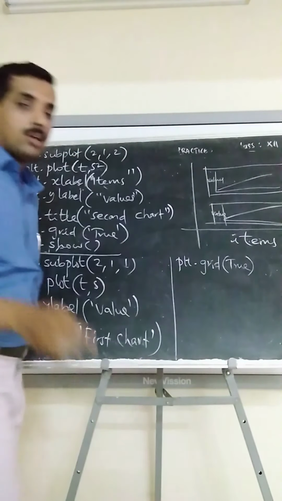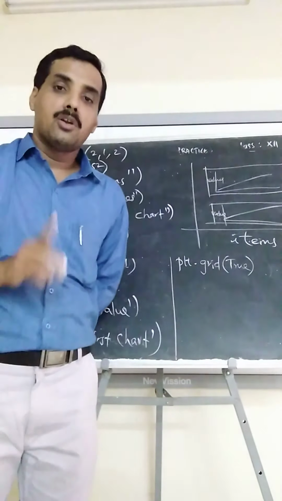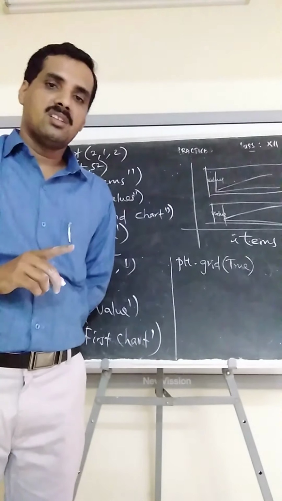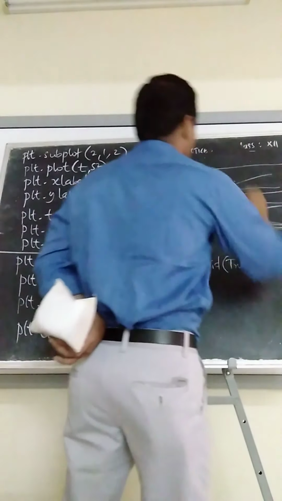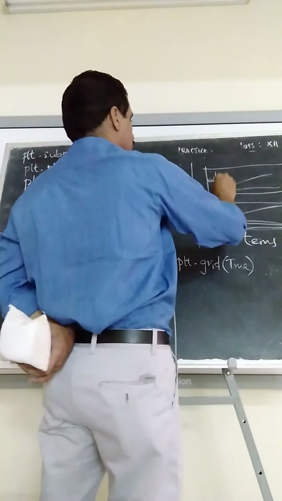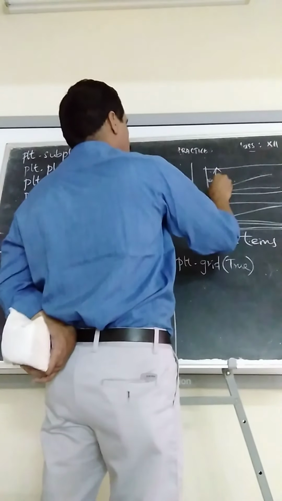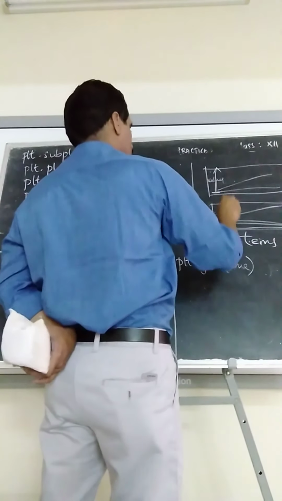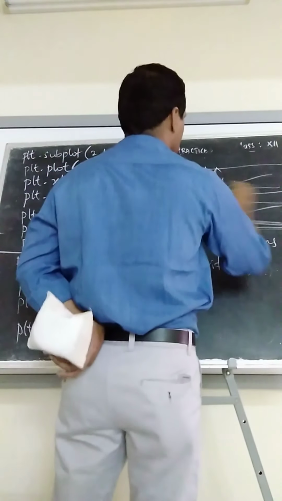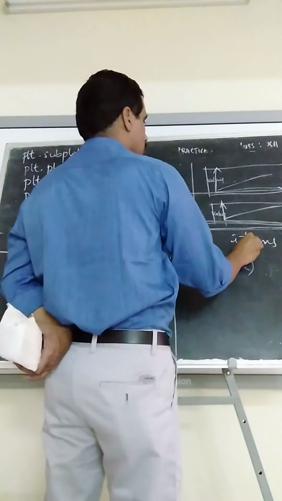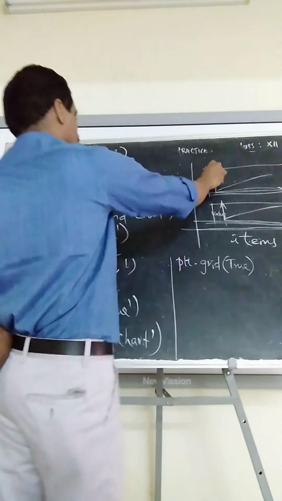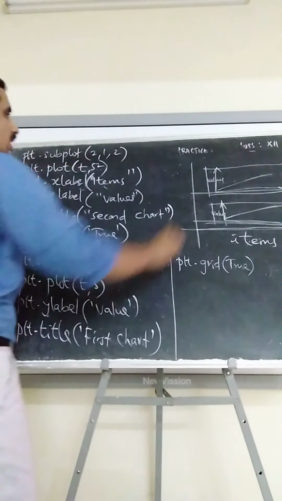That's why in your program you will find xlabel is labeled only once, ylabel is labeled twice. Why is it so? There is only one x-axis that is common for both, and the y-axis we will be doing separately, because this starts from here and this starts from here, but this x-axis is common for both. So the x-axis part will be items and the y-axis I labeled as values, and grid also given.